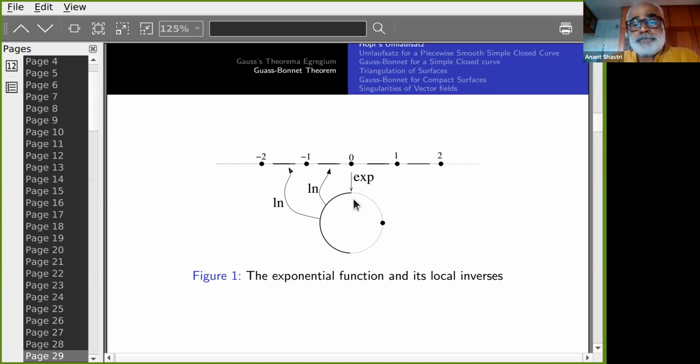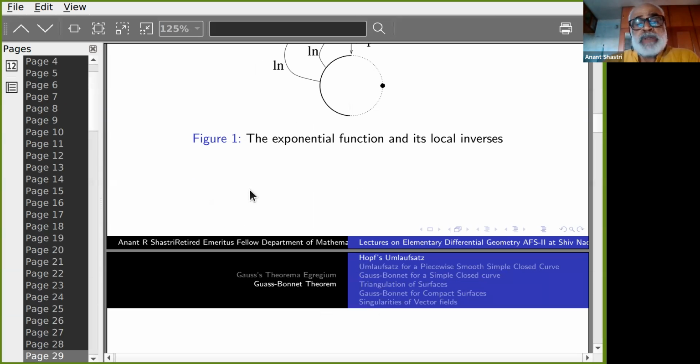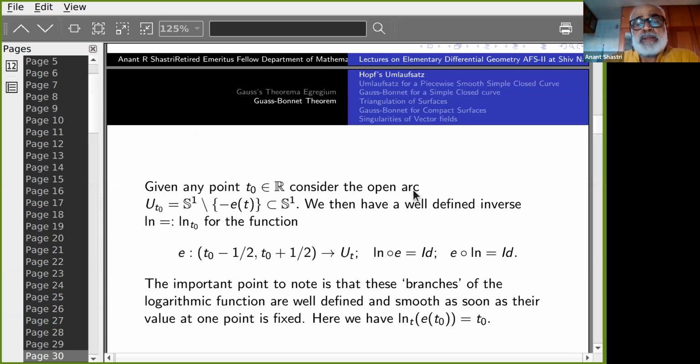Okay. So this is what I have summarized here. Given any point t0 inside R, consider the open arc, I have used some notation also, which is U_t0, obtained by taking the circle, throwing away minus of e(t0), contained inside S1. We then have a well-defined inverse ln, which you can call the logarithm of t0, from this interval t0 minus half to t0 plus half to U_t0, okay.